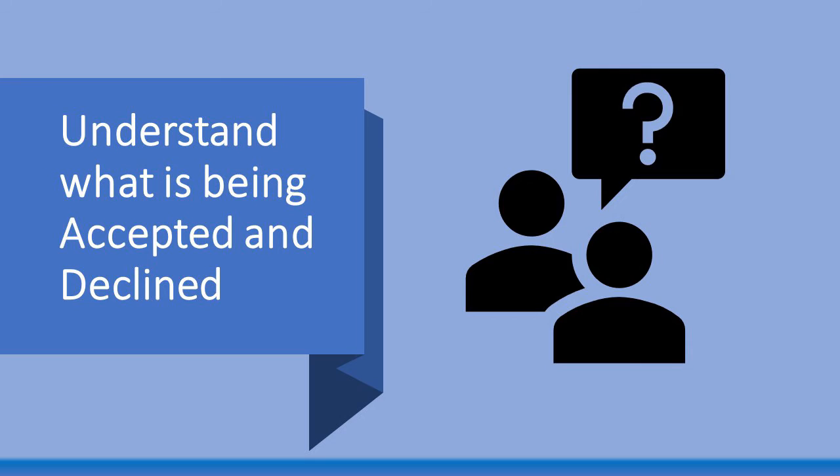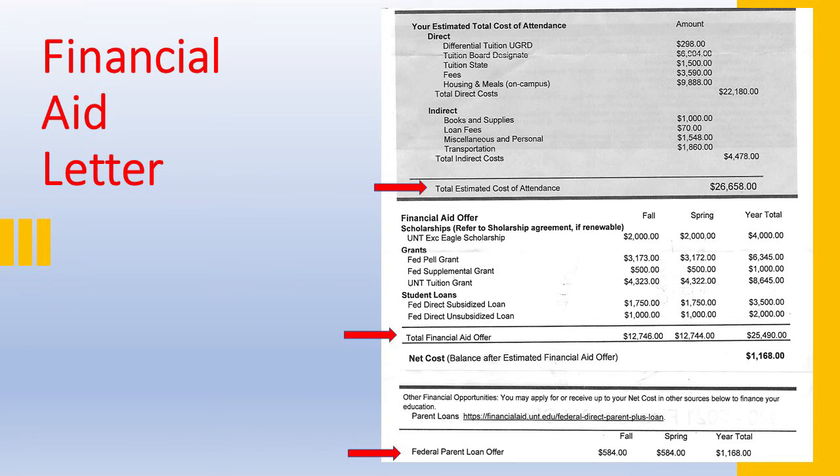So you really need to understand what you want to accept, what they're offering, if it's going to be free money, or if you're going to have to repay that money. So in here, it's got the estimated cost of attendance. Then it has a financial aid offer, what they're offering the student. Loans that do need to be paid back are in this financial aid offer.